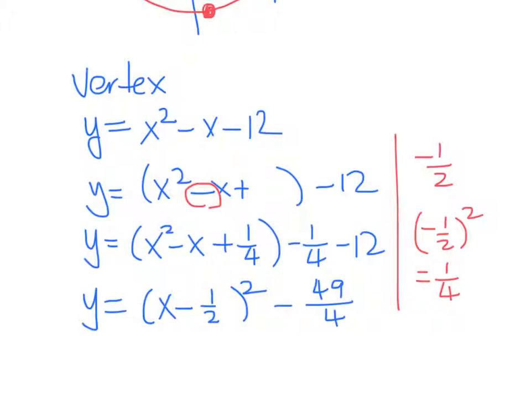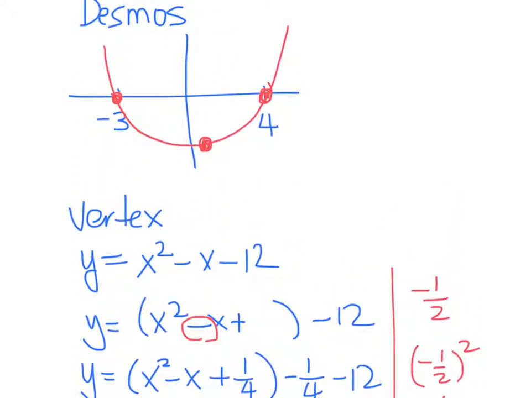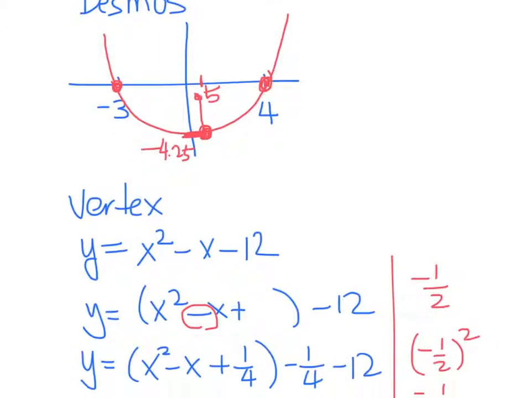Okay, so then now what is your vertex, guys? 1/2 comma negative 49/4. So then you know that if you wanted to graph this, it is going to be at 0.5 comma what? Negative 12.25. Okay? Sit down, please, guys. Going back to the graph, okay? This point is at what? This is at 0.5. This point is at 0.5. And then this point is where? At negative 4.25. And now you can completely draw your graph accurately.